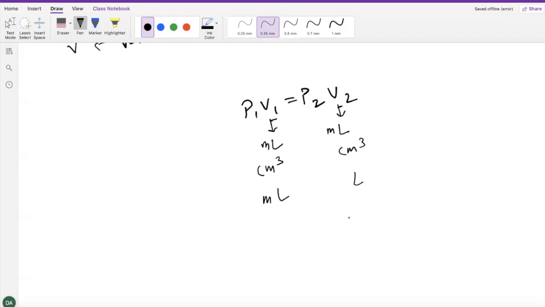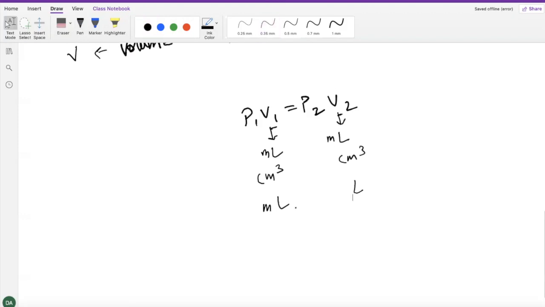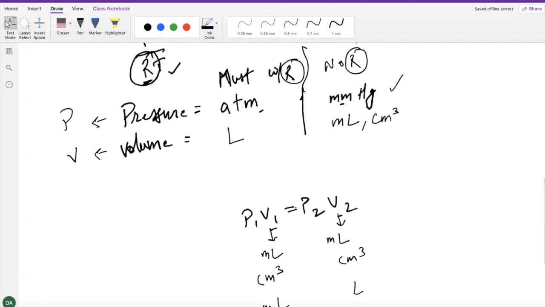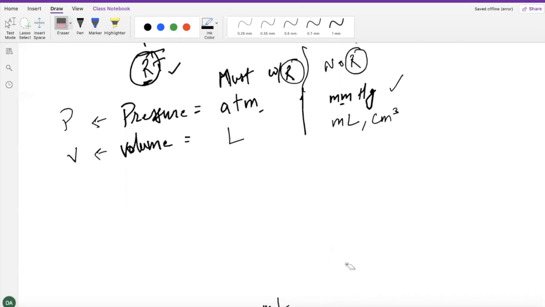So if there is an R, and they give us volume in centimeters cubed, you must change it to liters. Yes. So when we are using the R constant in the equation, we must stick with these units that I'm going to be putting here. Are we good? Now, if there's no R, do you still want to switch it to liters? You don't have to switch it to liters. They must match with each other.